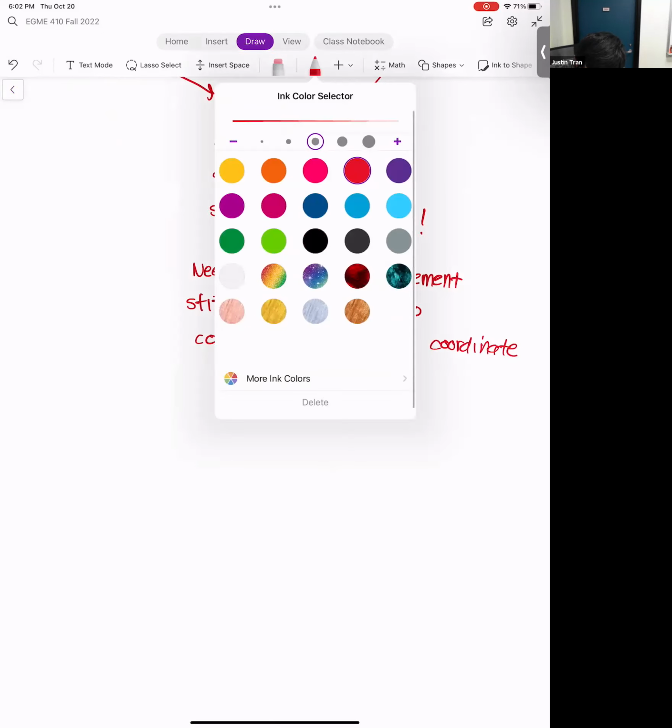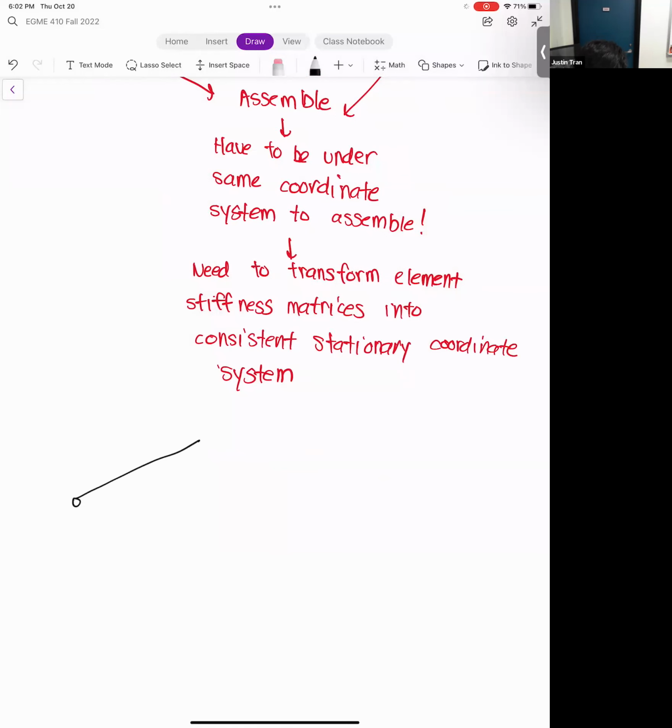Let me draw a typical truss element. Let's say that this truss is angled with respect to the horizontal by theta. If we were to draw a coordinate system local to this element, we would have the x prime direction going this way and the y prime direction going that way. If this is node 1 and node 2, then we would have dx1 prime and fx1 prime here, and on the right-hand side, dx2 prime and fx2 prime. All of this is local to the element.